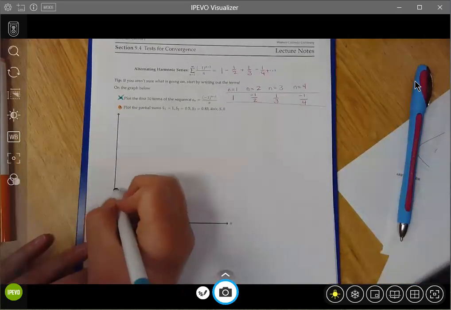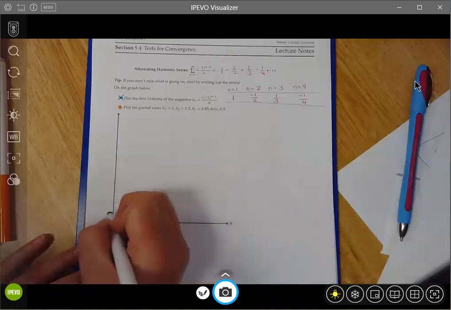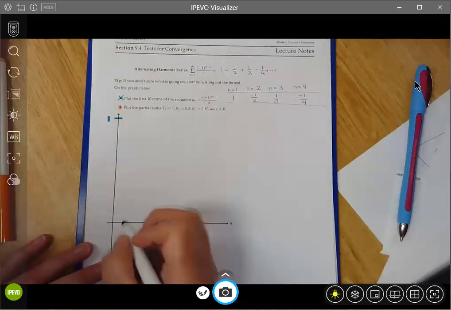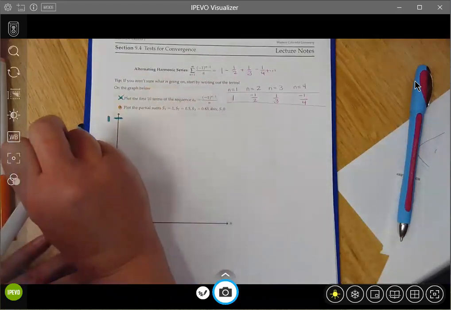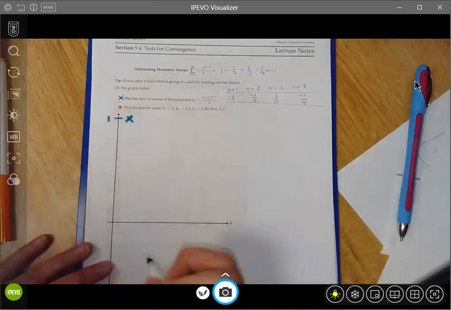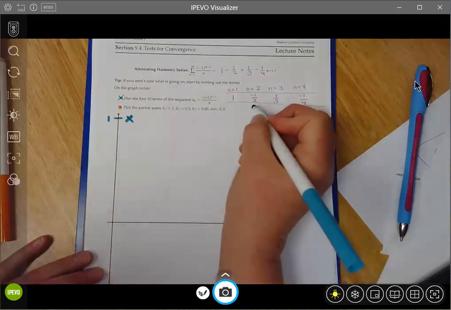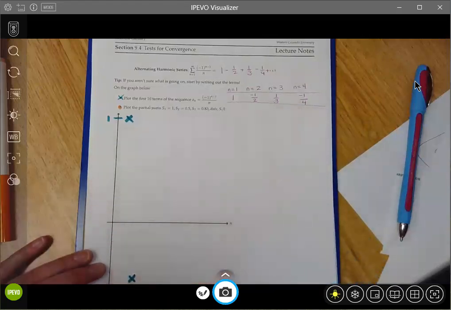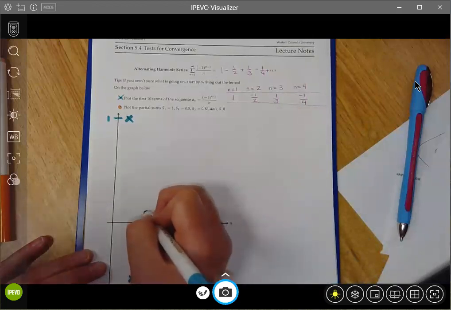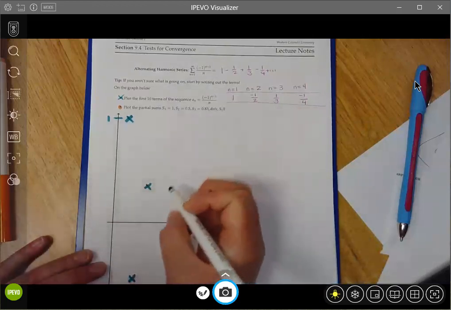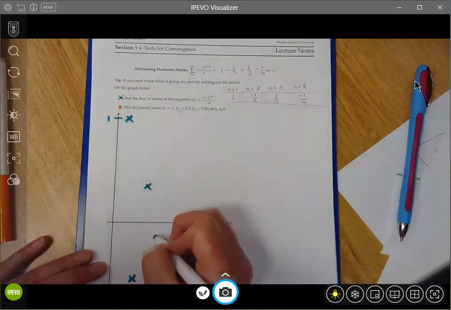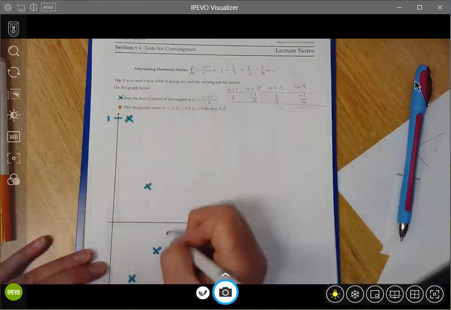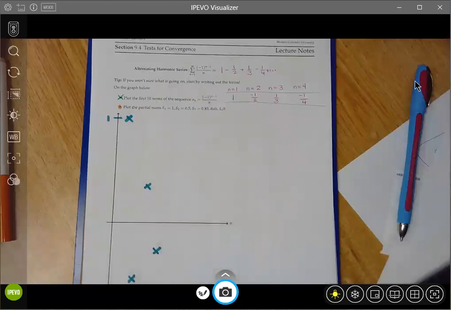So each one of these lines here should represent about 1/10 or 0.1. At least that was my plan when I made this. So when n is 1, my first term of my sequence is equal to 1. When n is 2, my second term is negative 1/2. So there's that one. When n is 3, I get a positive 1/3. So somewhere around there. When n is 4, I get a negative 1/4, so about negative 0.25. Okay, so here we have these starting to go like this. I'll let you fill in the rest of those.